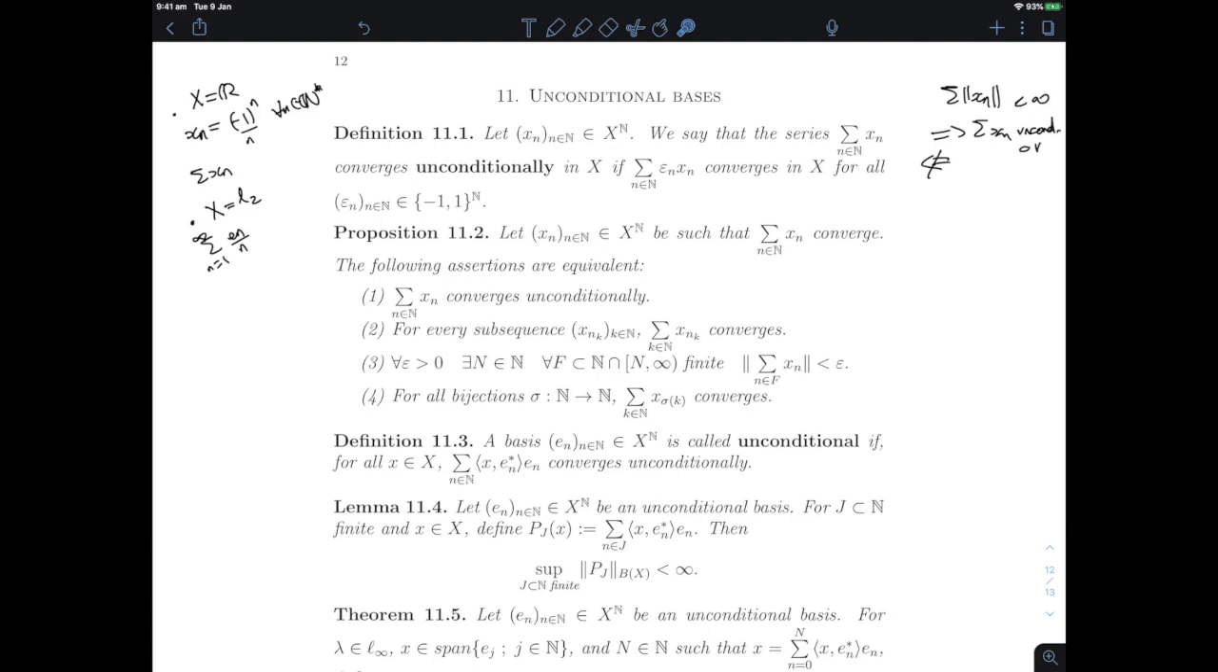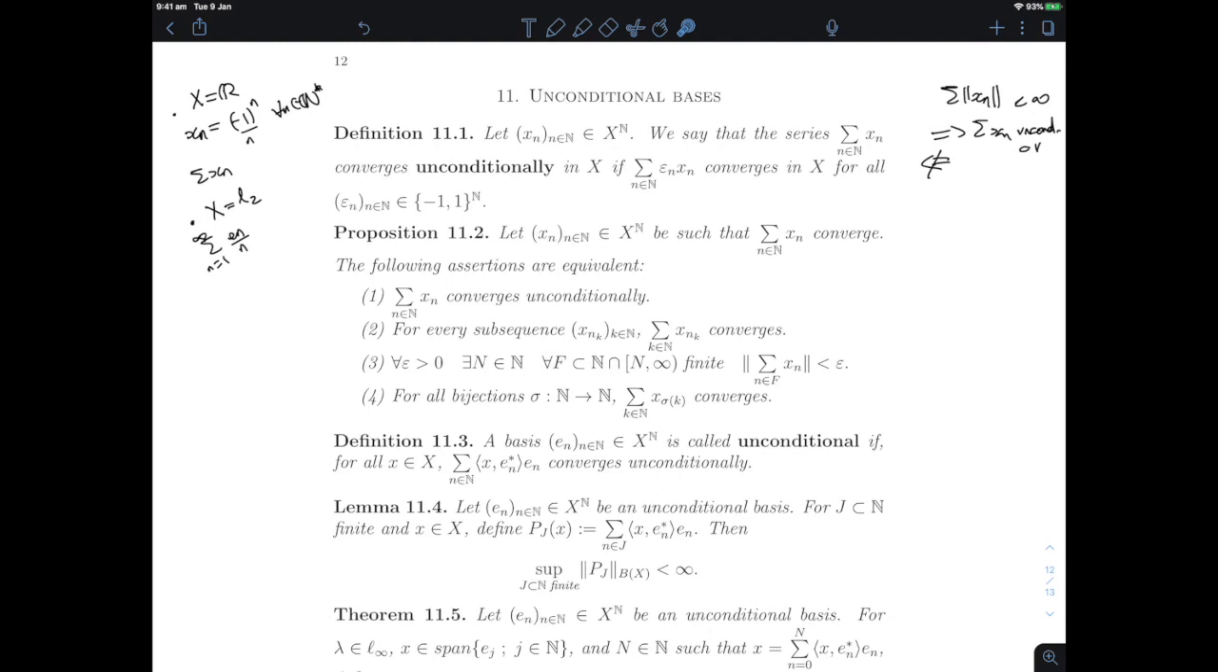You might remember the striking result, in my opinion, in finite dimension, that if you have a series that converges but does not converge absolutely, you could reorder the terms such that you get something that converges to whatever number you want.